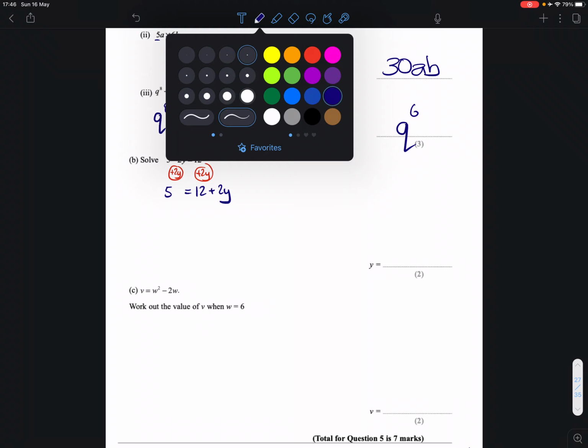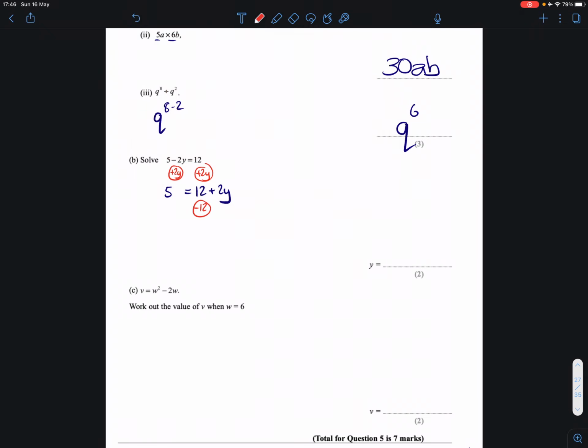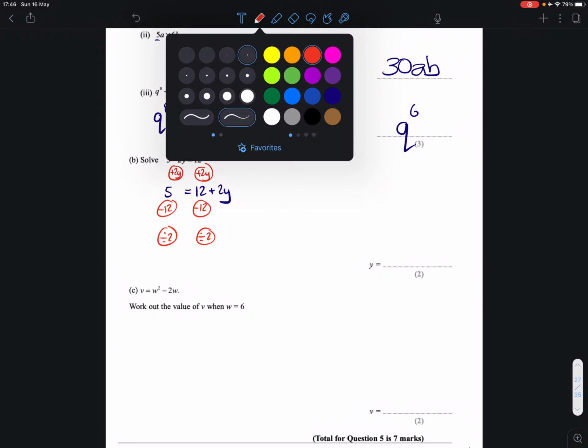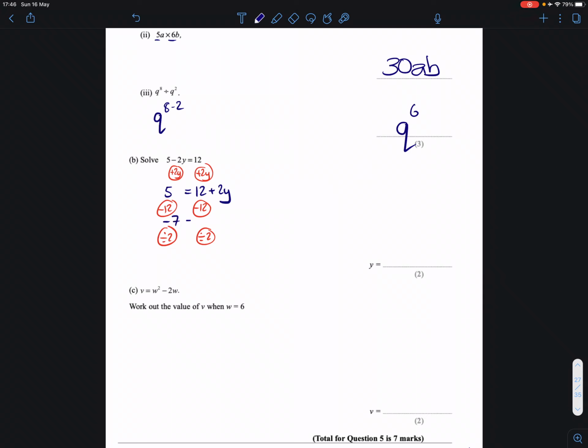Now I'm going to get y by itself. Take away 12 from both sides, and then after that I'm going to be dividing by 2 to get rid of the 2 that's stuck to the y. So the take away 12 bit gives us a minus 7 is 2y, and then dividing both sides by 2 we get y is minus 3.5.